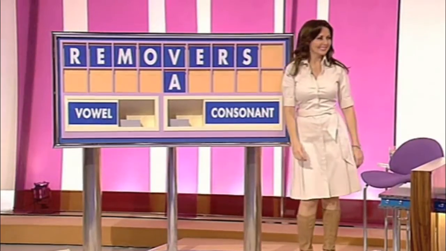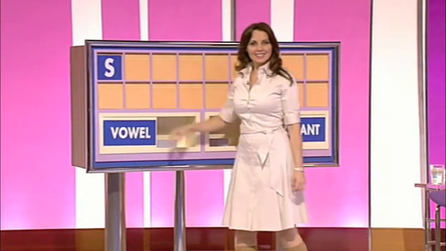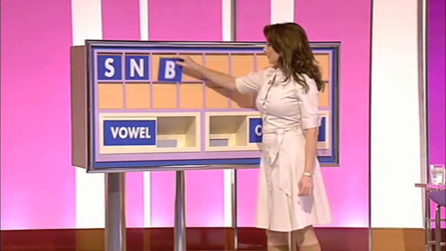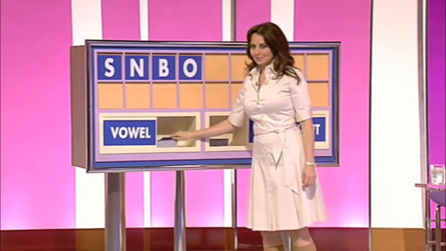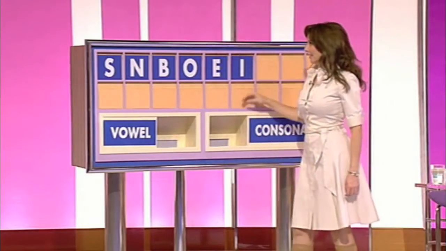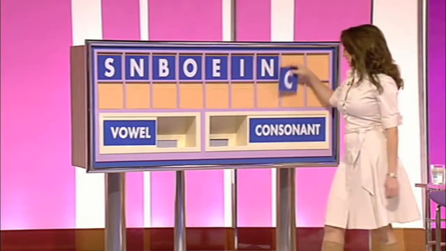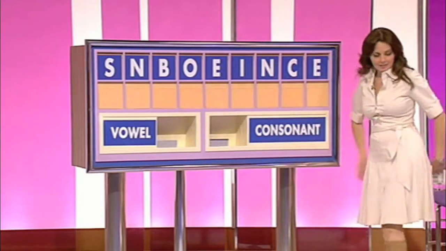Thank you. Okey-doke. Right. 43 is playing 12. A good lead for Martin. So your turn with the letters again, Martin. Consonant, please. Thank you. S. Consonant. N. Consonant. B. Vowel. O. Vowel. E. Vowel. I. Consonant. N. Consonant. C. And vowel. And that is E. Right, here's the clock.